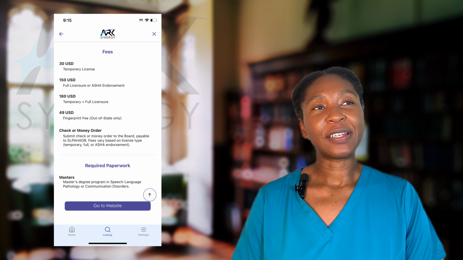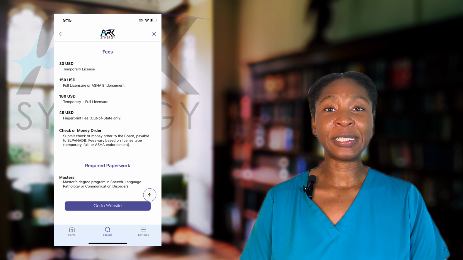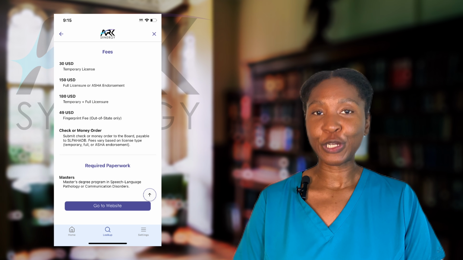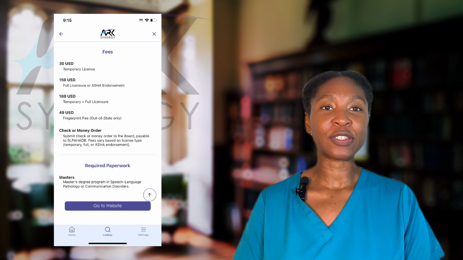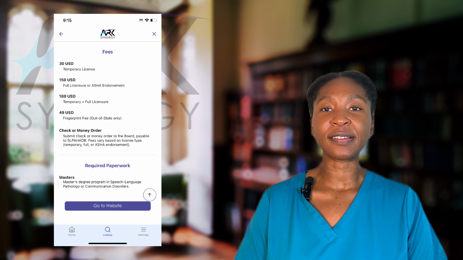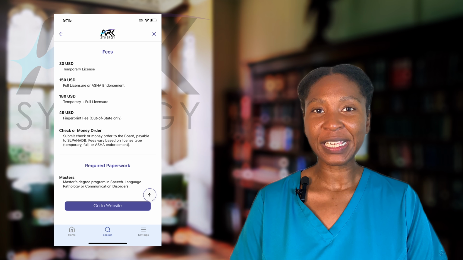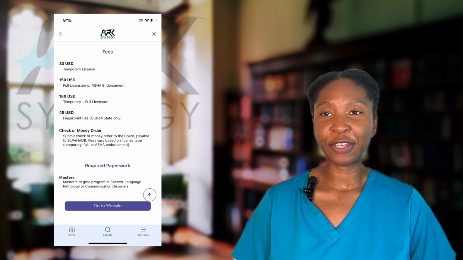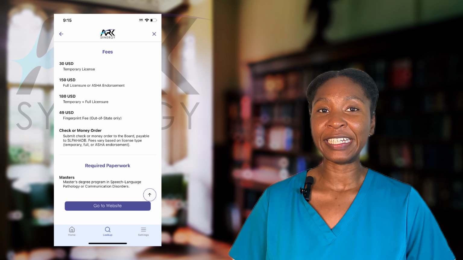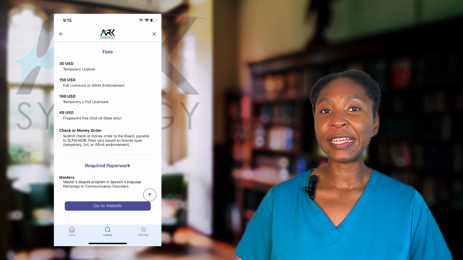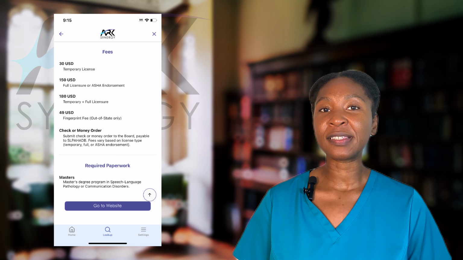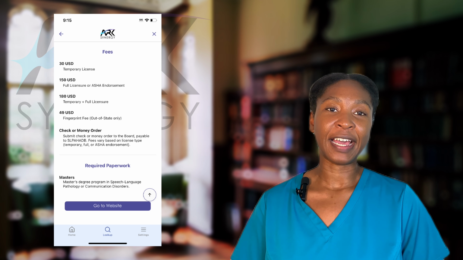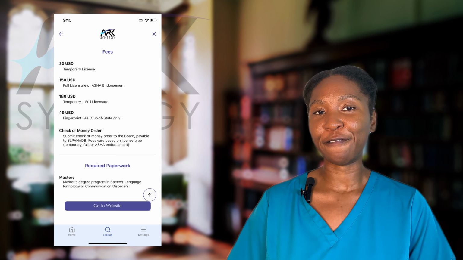Fees vary based on how you apply. So a temporary license costs $30. A full license or ASHA endorsement costs $150. Applying for both temporary and full licensure together would cost you $180. Out of state applicants submitting fingerprint cards must also pay a $49 fingerprint processing fee.